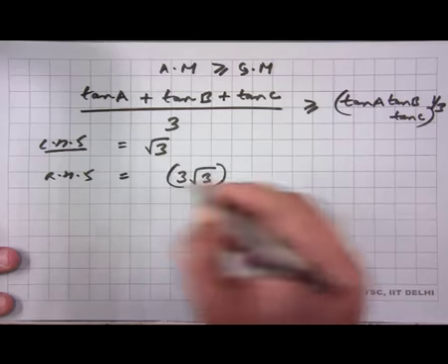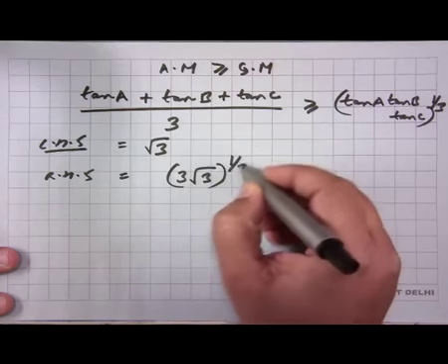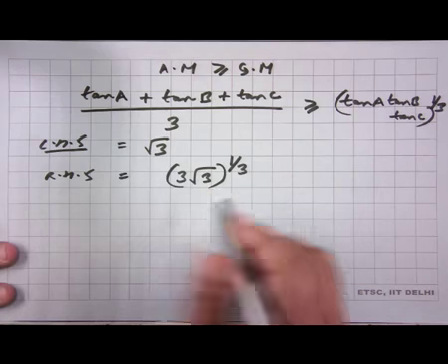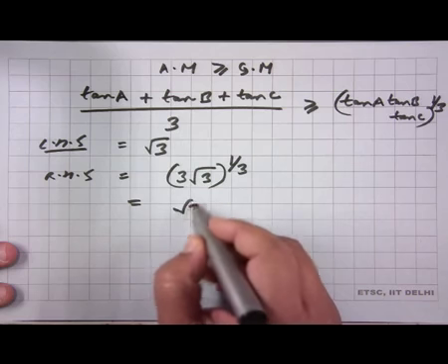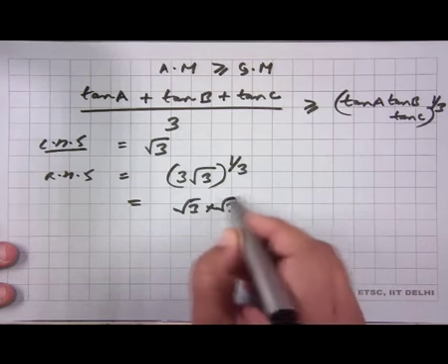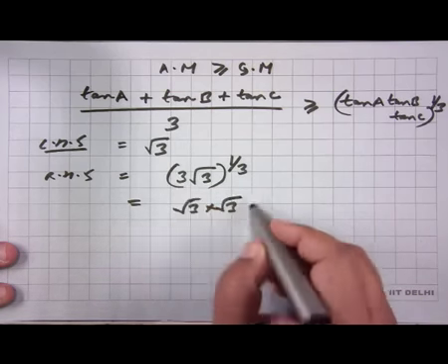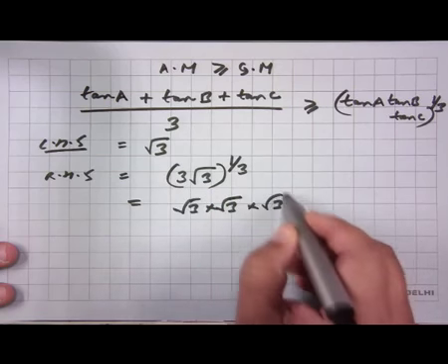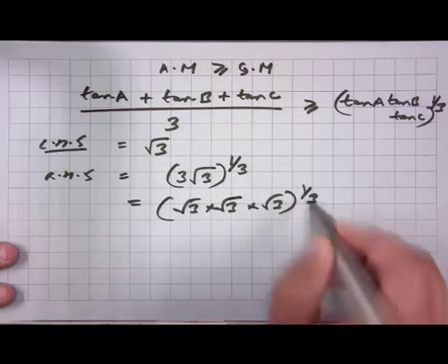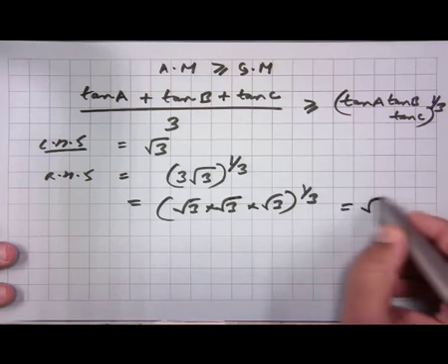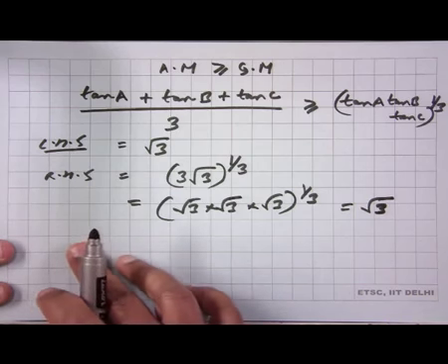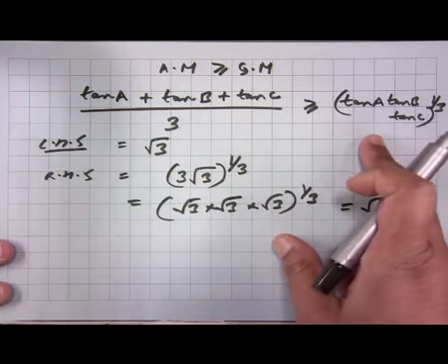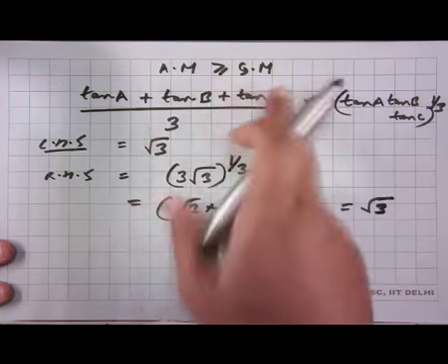Therefore, the right hand side will be the cube root of 3 root 3, which is equal to, so this 3 we can write as root 3 multiplied by root 3. So, that is this 3 multiplied by this root 3, to the power 1 by 3, which of course is equal to root 3. So, what we see is that for this problem, the left hand side and the right hand side of the AM-GM inequality are equal.